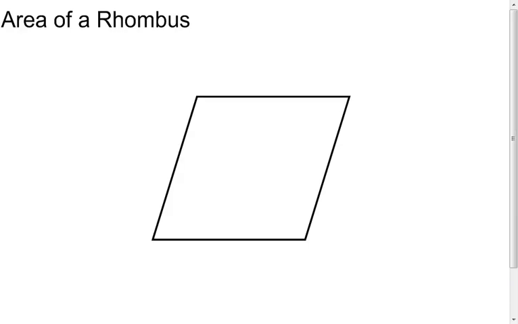Now my next one is going to be the rhombus. And the first thing I'm going to do is think back to, well, a rhombus is a parallelogram. So if I want to find the area of a rhombus, I'm just going to have to do area equals base times height. And I'm done. I have one way to find the area of a rhombus.